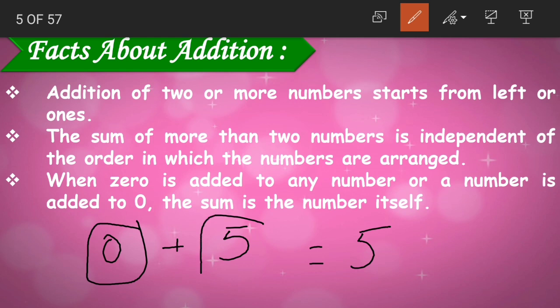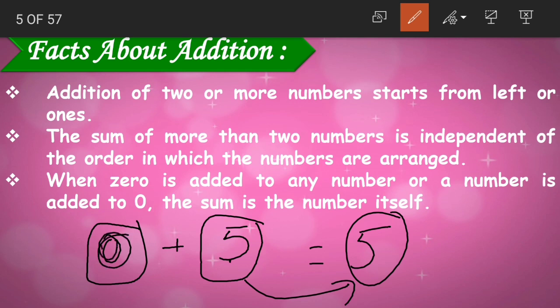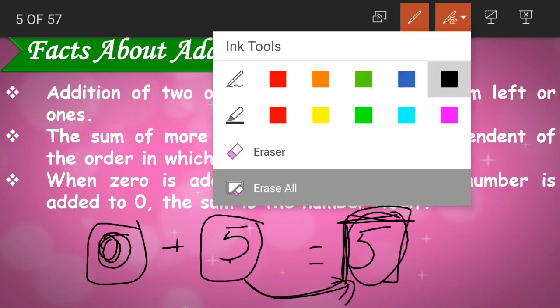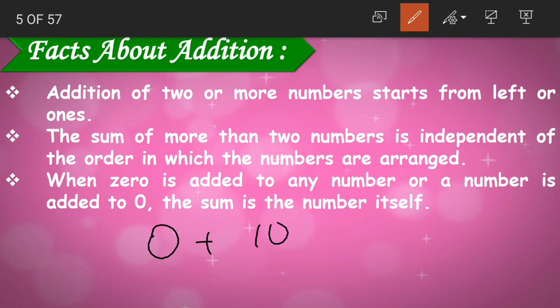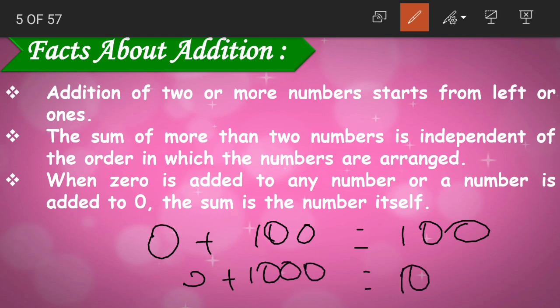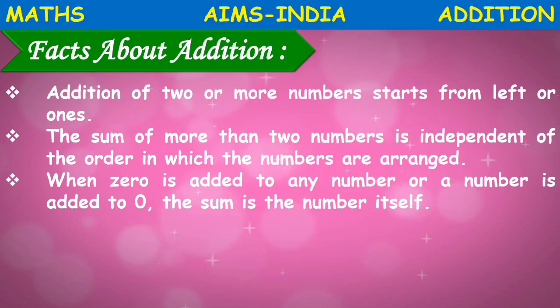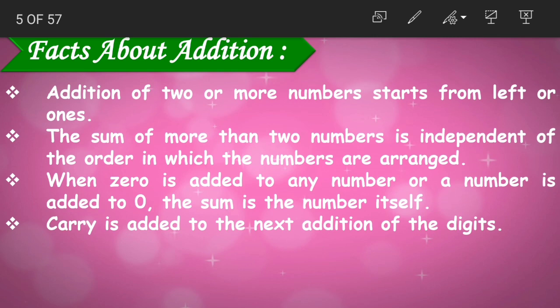So what did we observe here? When we added 0 to the number 5, we got the same number. Right? Whenever we add any number to 0 or 0 is added to a number, the answer will always be the number only. Even if I had 0 plus 100 here, the answer will be 100 only, or 0 plus 1000 also, the answer will be 1000 only. So whenever we add 0 to any number, the answer will be the number itself. It is easy, right? Yes.